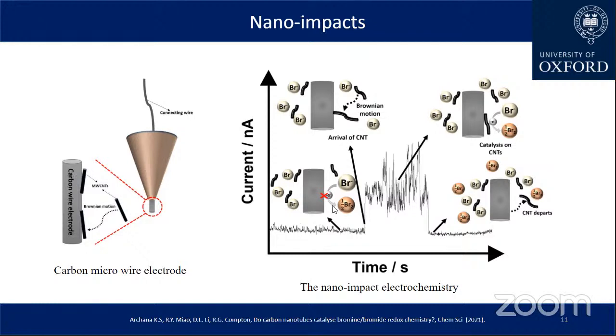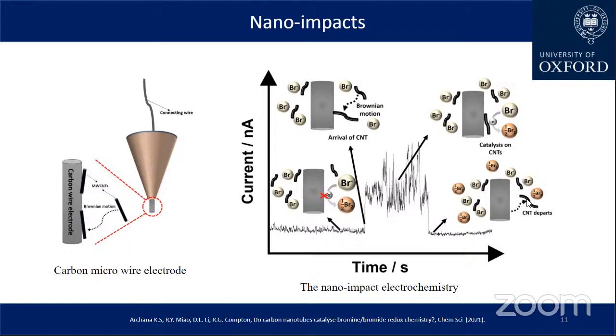So here you can see a very brief introduction to how the carbon nanotube impact experiment is observed. When there is no collision of any carbon nanotube with the electrode, there is no current observed at all. Hence, we conclude that there is no bromine-bromide reaction happening on that particular surface. And when a carbon nanotube is first introduced to the microwire, there is a sudden increase in the current. And thus, as long as the carbon nanotube resides on the carbon wire electrode, a current is observed.